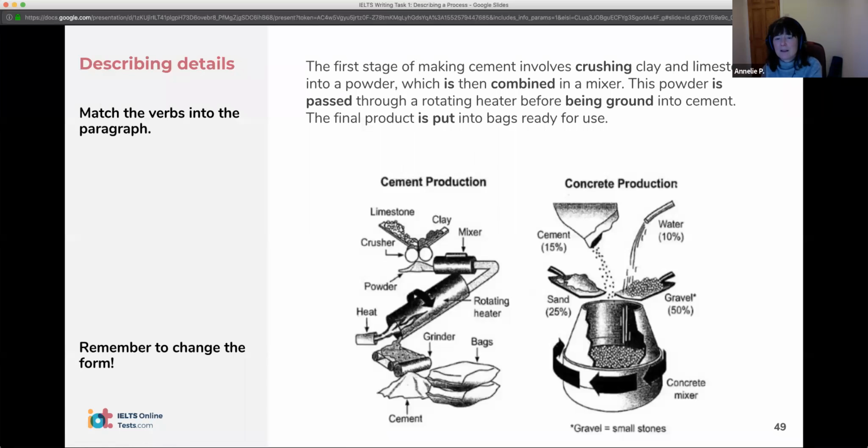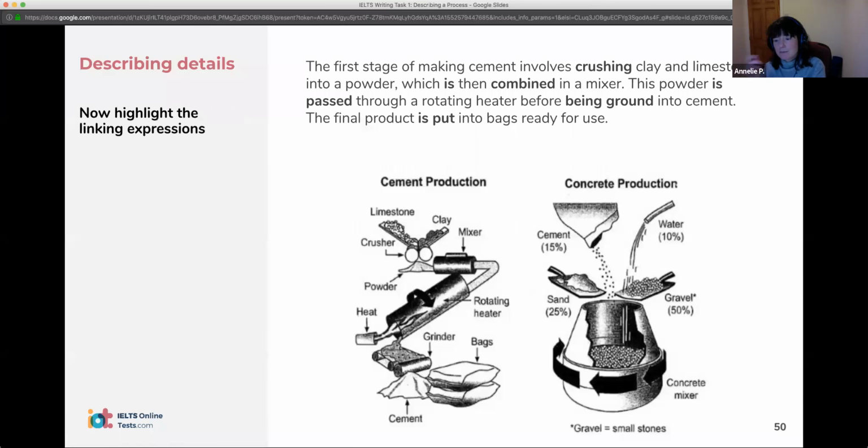So we're using mainly the passive voice there, but we're also using different types of structures. We've got involves plus an ing form, we've got before plus an ing form, and then we've got various passives, but all of it in the present simple tense. We're not using any continuous forms. We're not using any other different types of tenses.